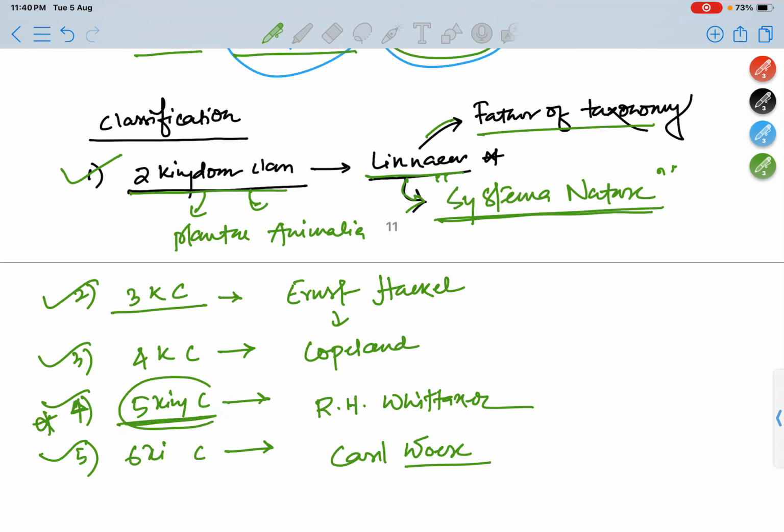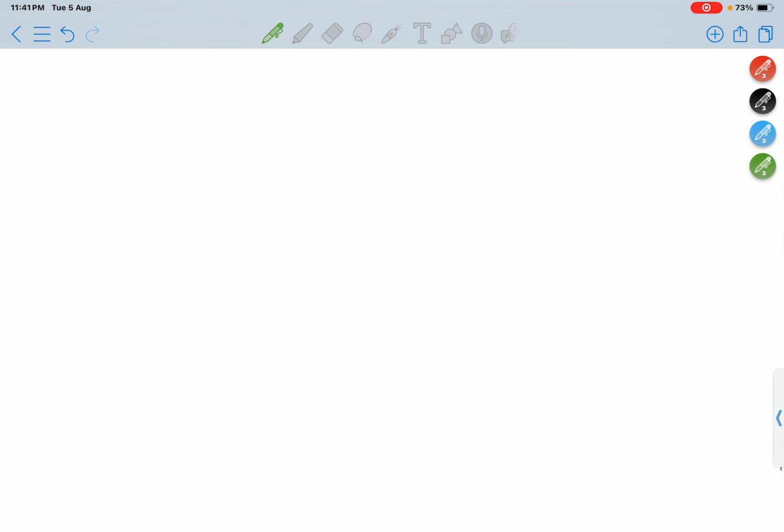Because this classification is universally accepted. Okay, everyone accepts this classification. So the five kingdom classification was given by R.H. Whittaker. So what are these kingdoms? These are Monera, Protista, Fungi, Plantae, and Animalia. Okay, again, these are not important. You just remember who gave the five kingdom classification. R.H. Whittaker. That's it.